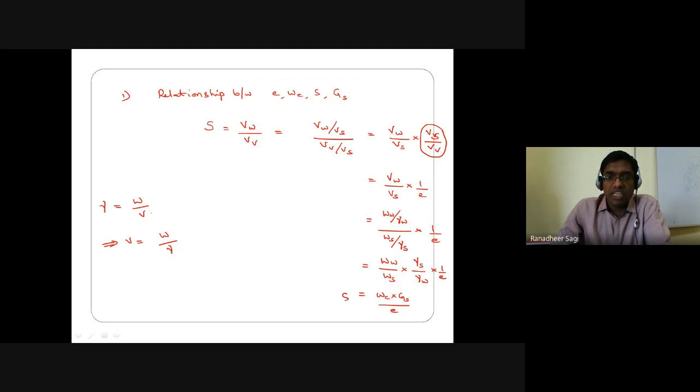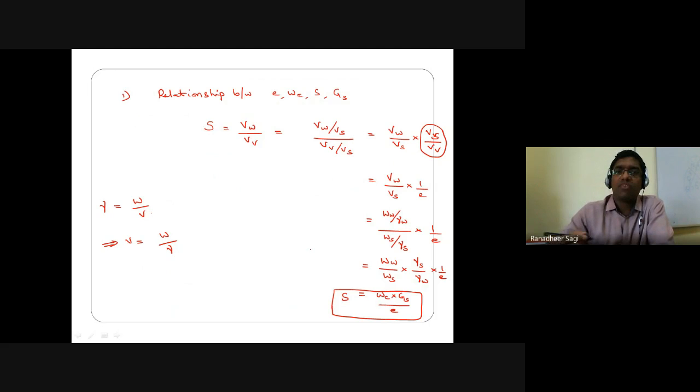So degree of saturation I can write as water content into specific gravity of soil solids divided by void ratio. So if water content, specific gravity of soil solids, and the void ratio of the soil are known, then I can determine degree of saturation. Or if some other parameters are known, the unknown parameter can be calculated from this particular relation. This is how we go on to derive some of those basic relations between various physical parameters with regard to a soil.